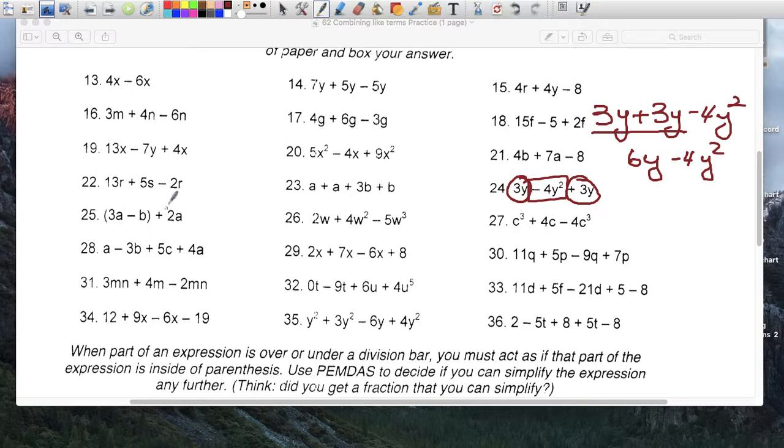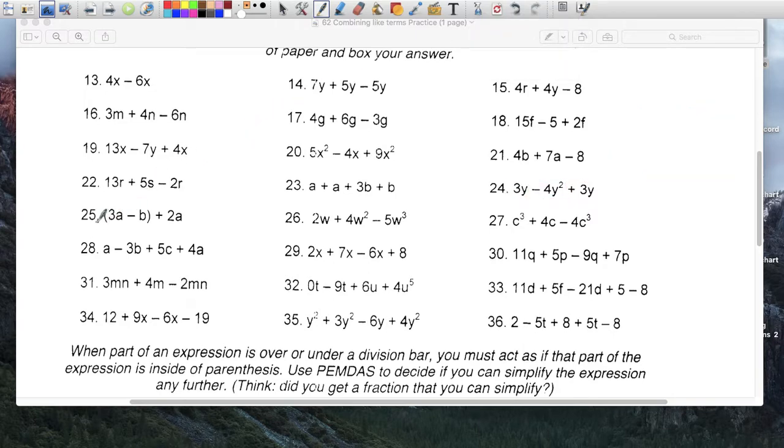25. Now, for 25, there's a parentheses. So remember, in front of every parenthesis, there's a 1. So if I were to do the distributive property, it would be 1 times 3a, which is 3a. 1 times 3a is 3a. 1 times b, and then put minus, 1 times b is just b, plus 2a. Right, distributive property. Now my parentheses are gone.